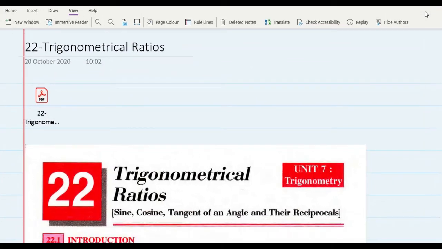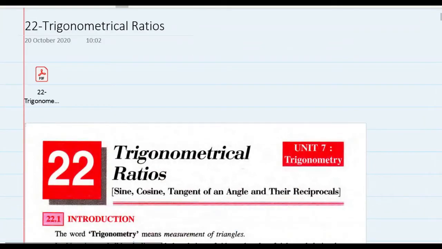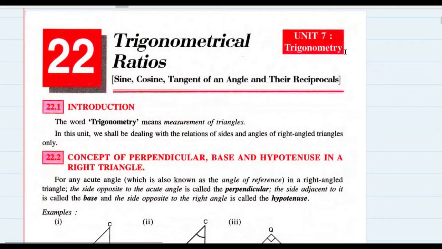Hello everyone. Today we are going to start with our next chapter, that is trigonometrical ratios. Now this is an absolutely new concept for all of you. I'm sure that you might have come across some trigonometrical ratios earlier, like in the chapter coordinate geometry you came across the concept of slope, and slope had one of its formulas as tan theta, where theta was the angle of inclination. So tan of angle of inclination is known as slope.